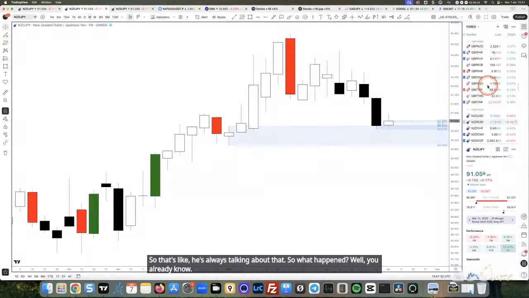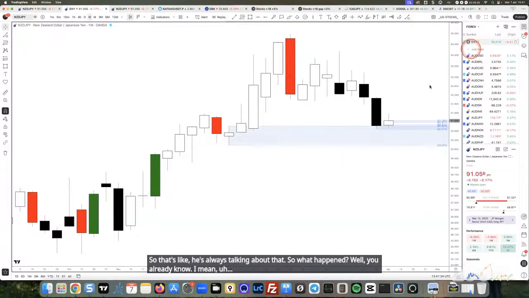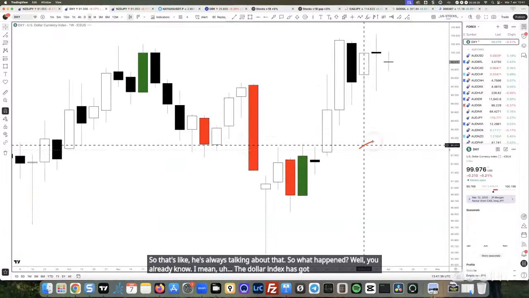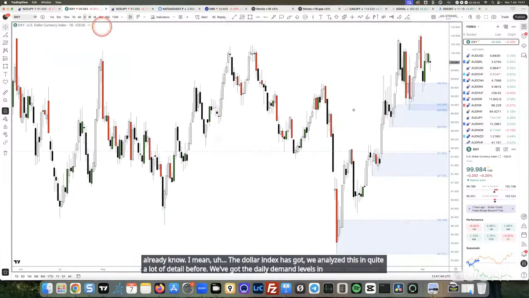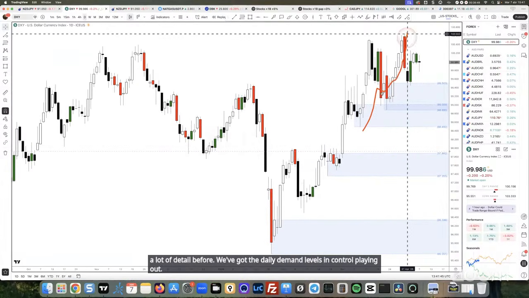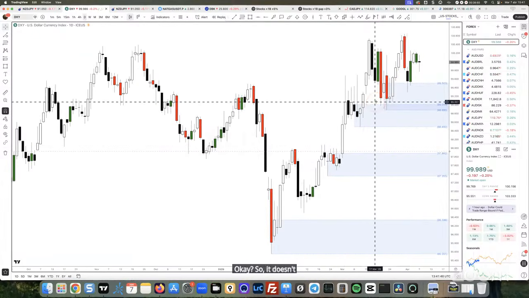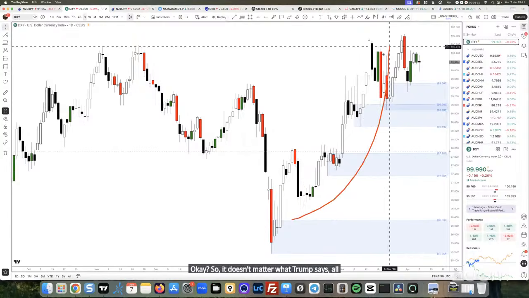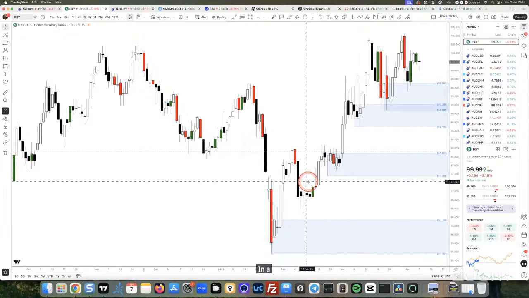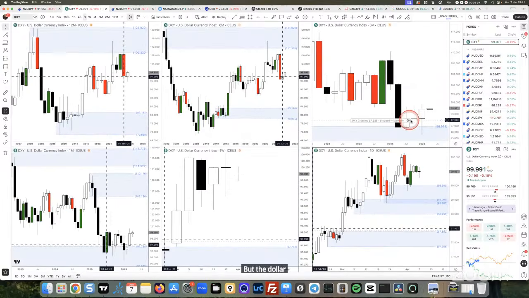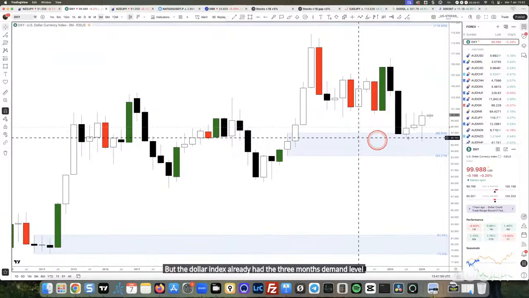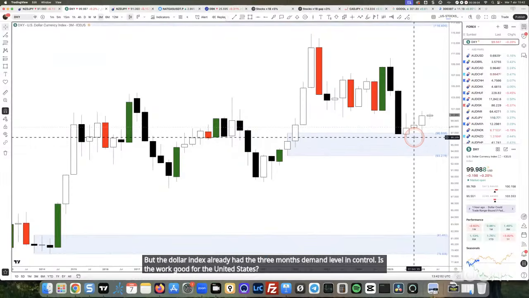I mean, the dollar index, we analyzed this in quite a lot of detail before. We've got the daily demand levels in control playing out. So it doesn't matter what Trump says. The war started a month ago, something like that, but the dollar index already had the 3-month demand level in control. Is the war good for the United States? Some people say yes, some people say no. That's up to you.